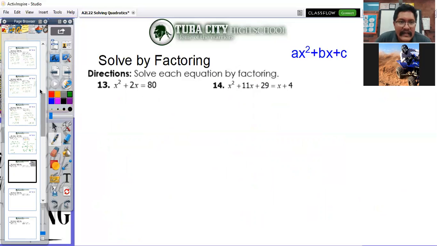Okay, so let's go ahead and minus 80 from both sides here. So minus 80, and make sure I minus 80 from this side. That's all this wall does.